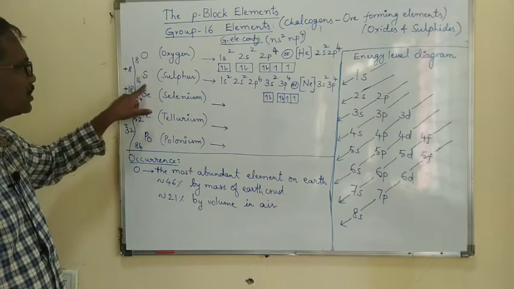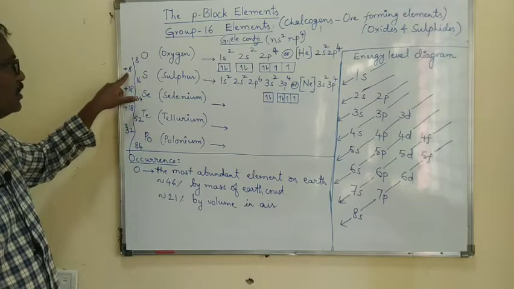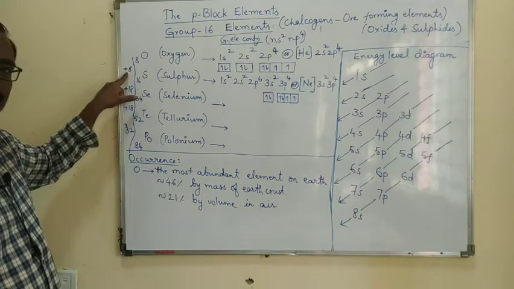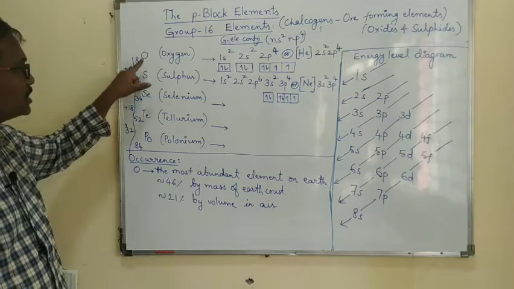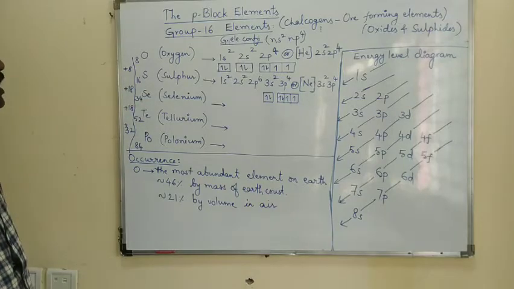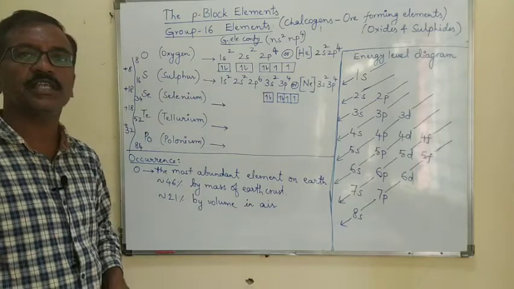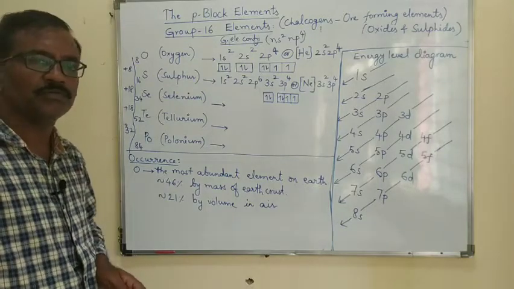In between oxygen and sulfur, there are 8 more elements. 8 more elements in between these two, right? So what is the electronic configuration? The general electronic configuration is ns2 np4, right?